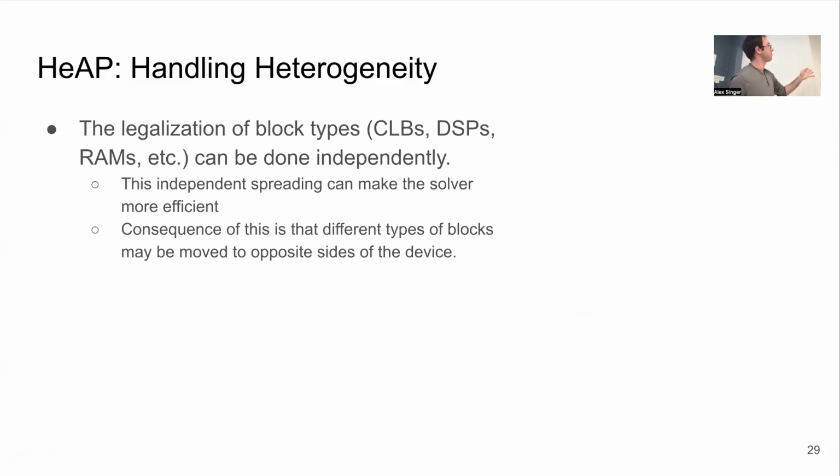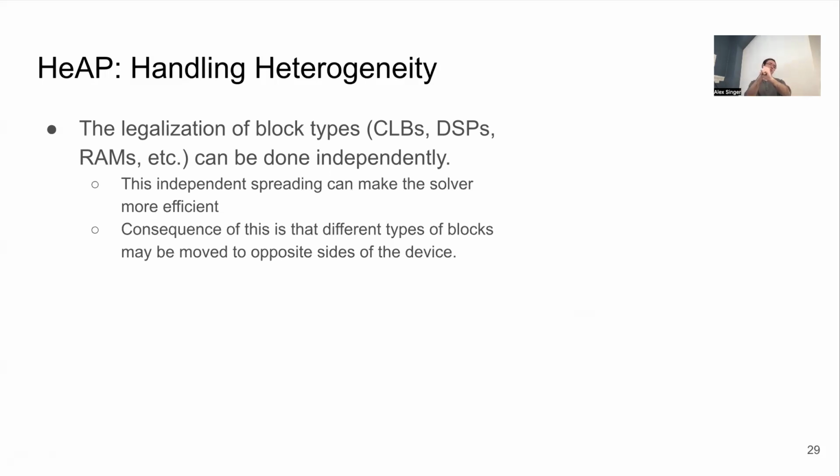And the consequence of this, according to HeAP, is that different types of blocks may be moved to opposite sides of the device, and they claim that can cause an issue. For example, imagine if I had a CLB and RAM that are really tightly coupled. Or let's make it even more interesting: a DSP and a RAM that are tightly coupled. Let's say they have strong connections with each other, and I put them right in the center of the chip.